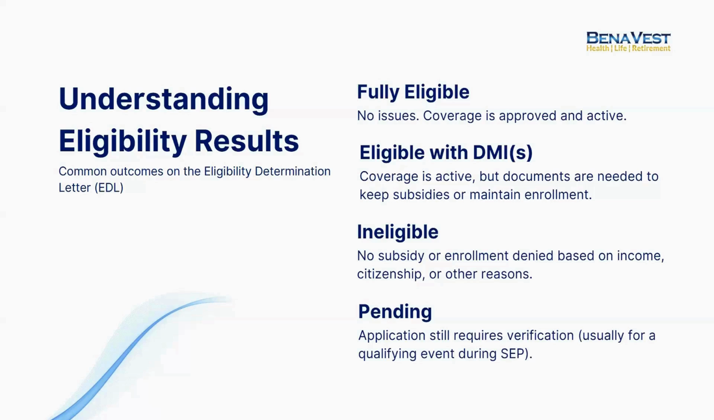Ineligible, no subsidy or enrollment denied based on income, citizenship, or other reasons. So this would be, maybe they enrolled outside of open enrollment, they don't have an SEP, and beyond that, they don't qualify for a subsidy. And then last one here says pending application still requires verification, usually for a qualifying event during SEP. So kind of the same as ineligible. That would just be another reason why.